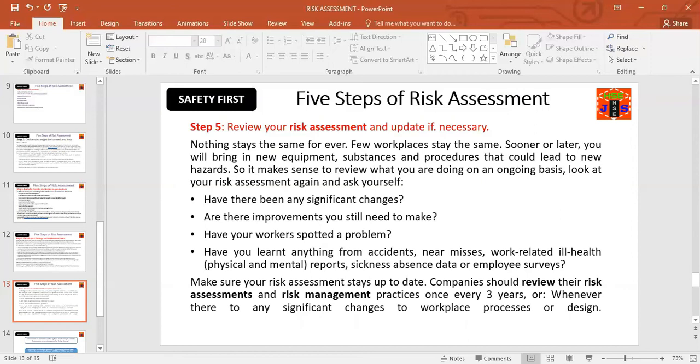And this is step number five: review your risk assessment and update if necessary. Make sure your risk assessment stays up to date. Companies should review their risk assessments and risk management practices once every 3 years or whenever there are any significant changes to workplace processes or design.